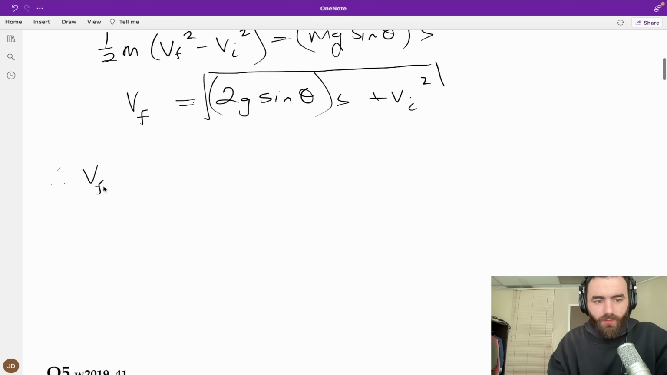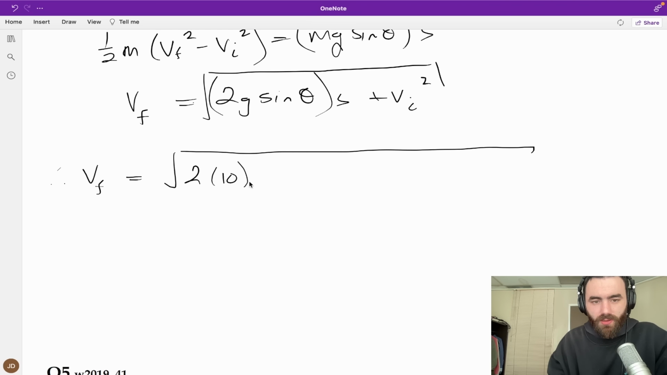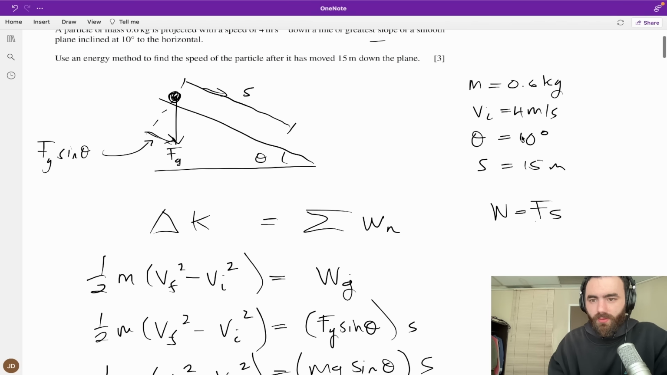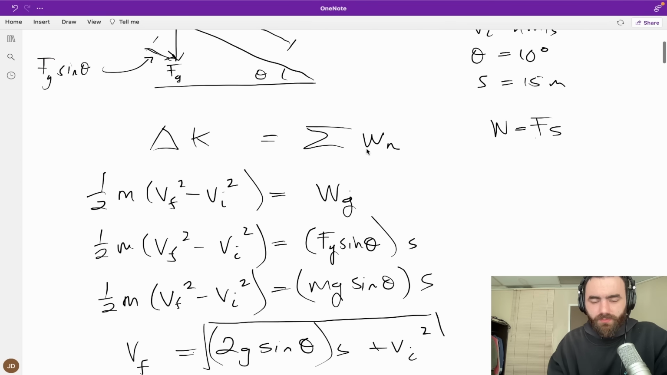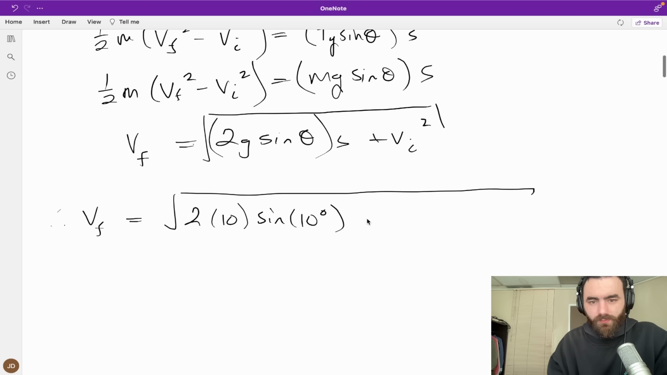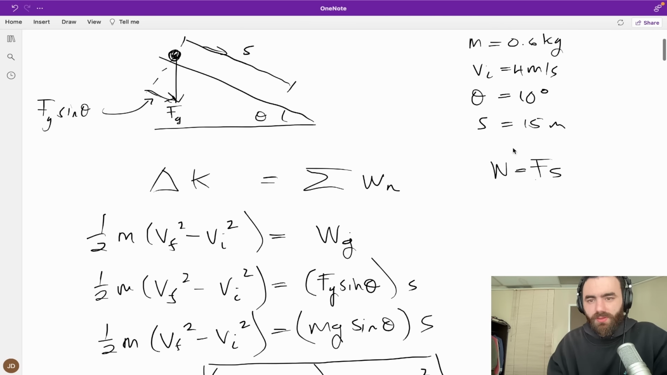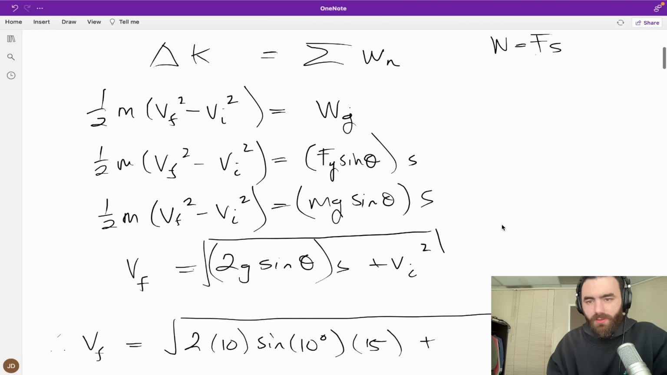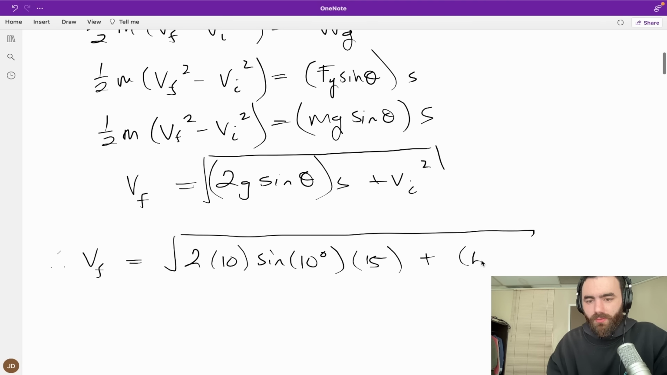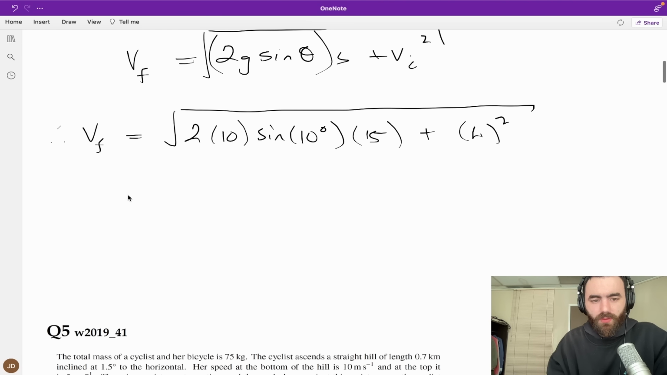Okay, so therefore the final velocity of this thing, we plug all these values in: 2 times 10 times sine of the angle in degrees, times s, which is 15, plus vi squared. So therefore plug all this into your calculator. 2 times 10 times sine of the angle, times 15, plus vi squared.